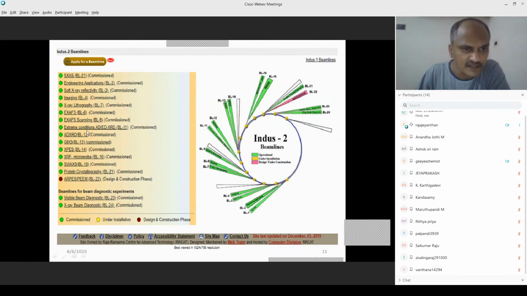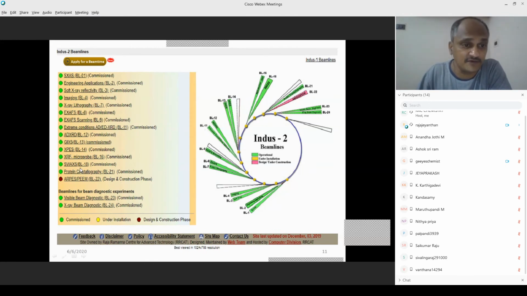So beamline 11 is called angle dispersive X-ray diffraction. We have another option also, energy dispersive X-ray diffraction, in beamline 11. And beamline 13 is called GIXS, glancing incidence X-ray scattering. That technique can be used in beamline 13. In beamline 14, you can use X-ray photoelectron spectroscopy. And in beamline 16, we can use X-ray fluorescence microprobe.